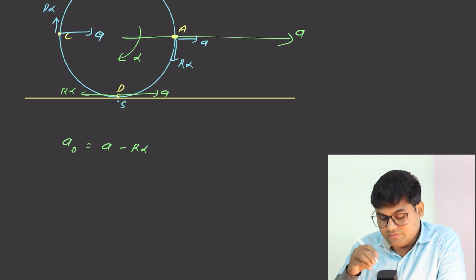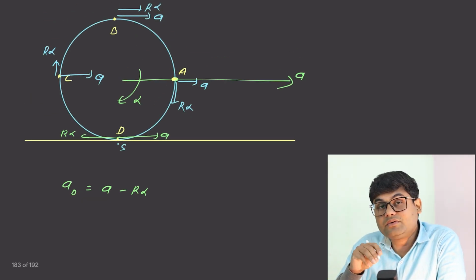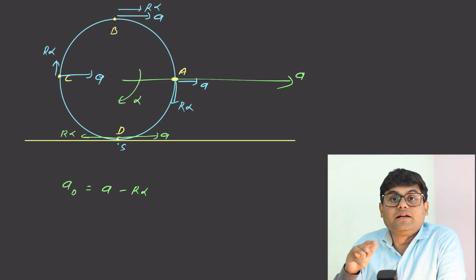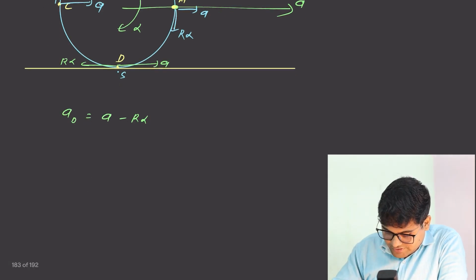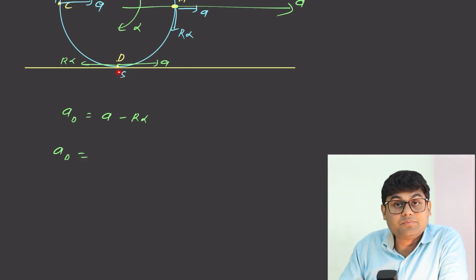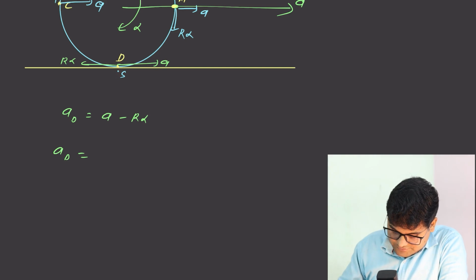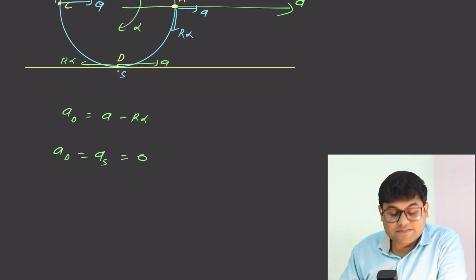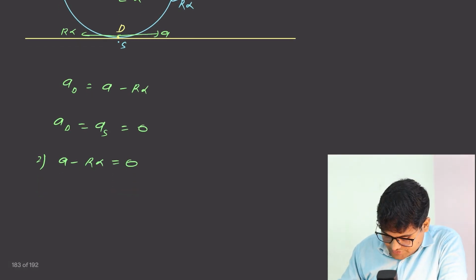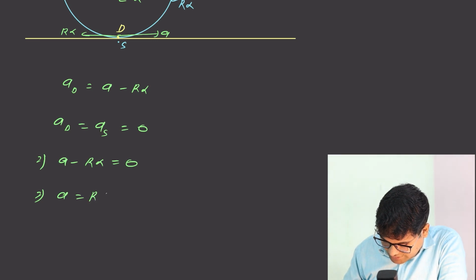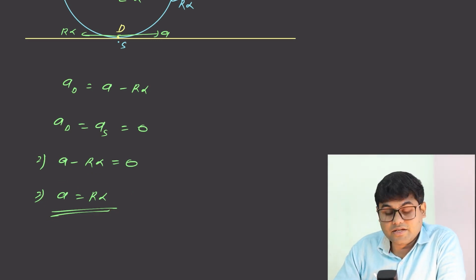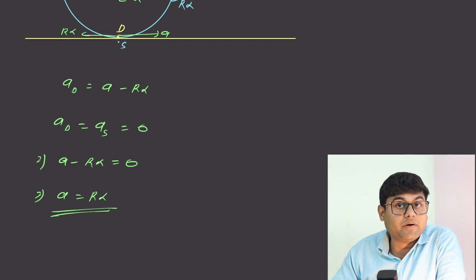So for pure rolling, what we know is that the relative acceleration at the point of contact should be 0, or there should be no relative acceleration. So for that, acceleration of D will be equal to acceleration of S. S is a point on the surface, and we know the acceleration of S is 0, so A minus r alpha will be equal to 0. So this will be equal to what? A should be equal to r alpha. This is the condition for pure rolling for an accelerated body, when there is no acceleration in the surface. By default we are assuming it.